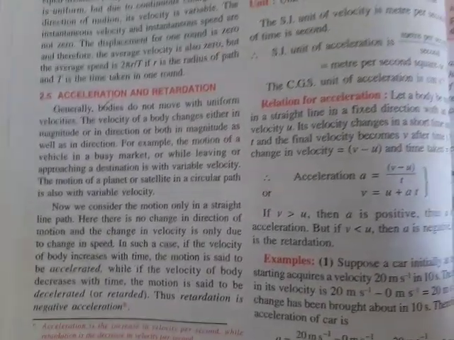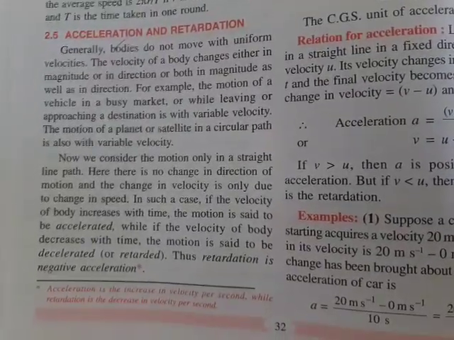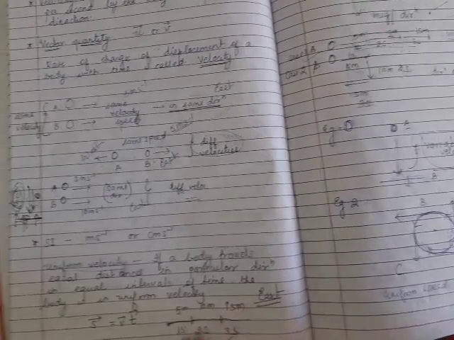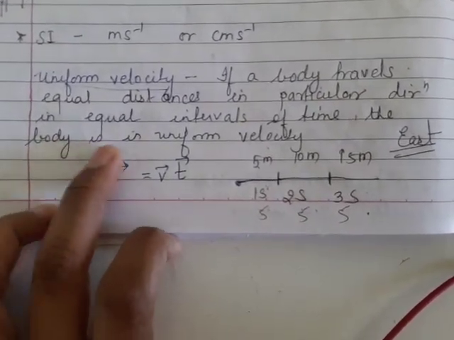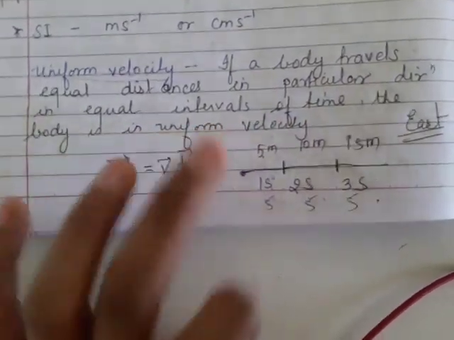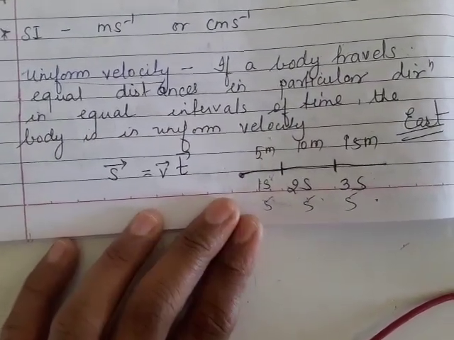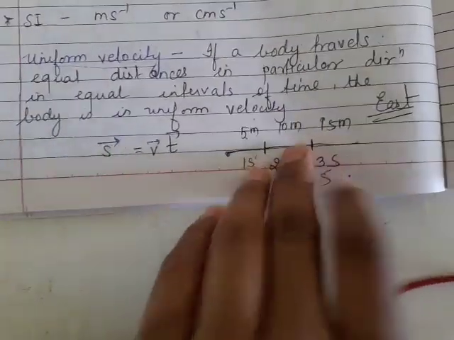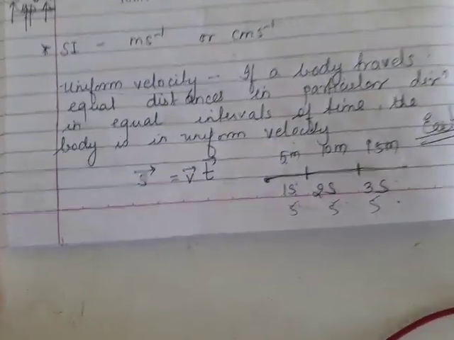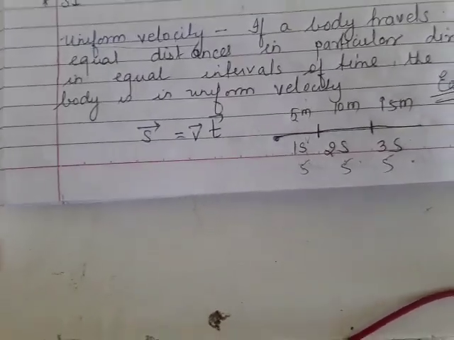Now we had given an example about uniform velocity. When we were talking about uniform velocity, I explained that when a body is in uniform velocity, it is traveling equal distances in a particular direction in equal intervals of time. That means it has to travel equal distances in equal intervals of time as well as in the same direction. However, bodies generally don't move with uniform velocity. It's a very rare case.